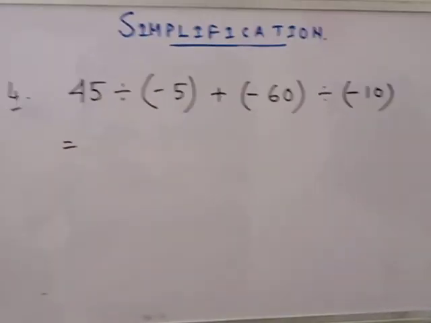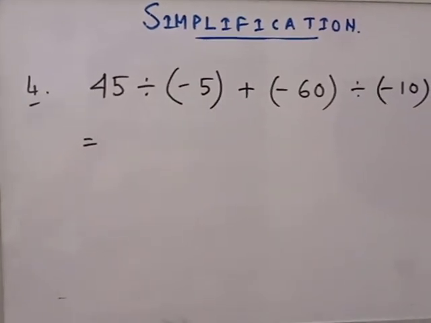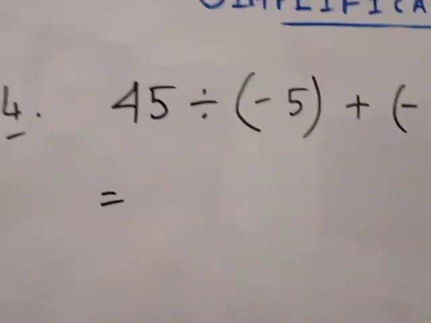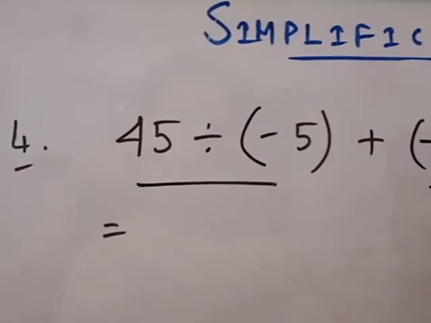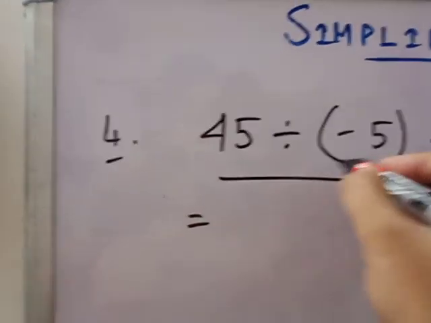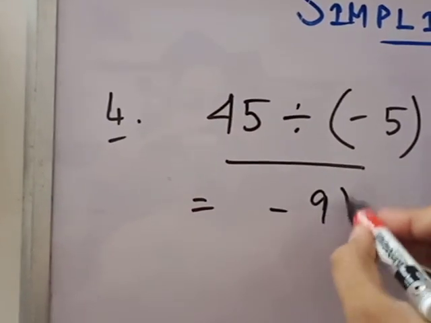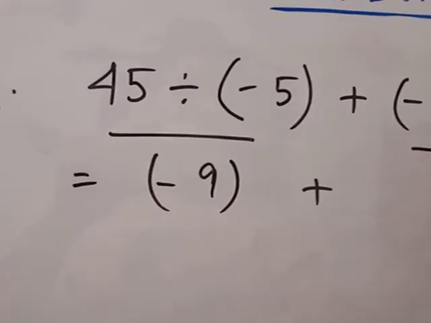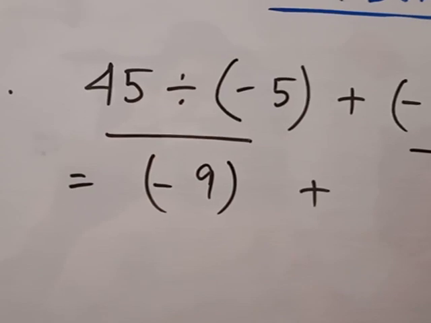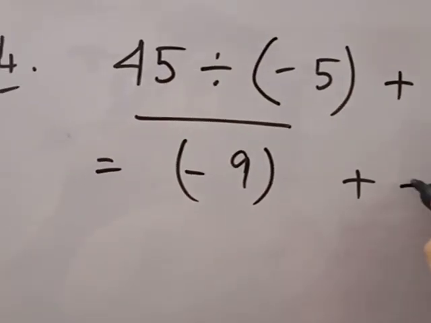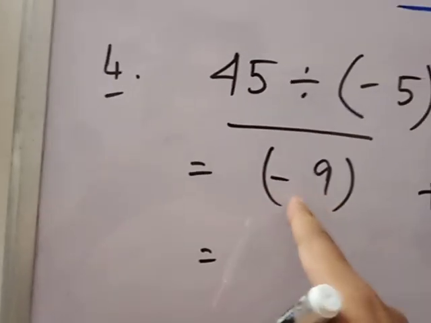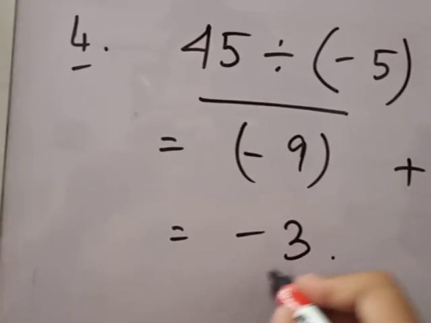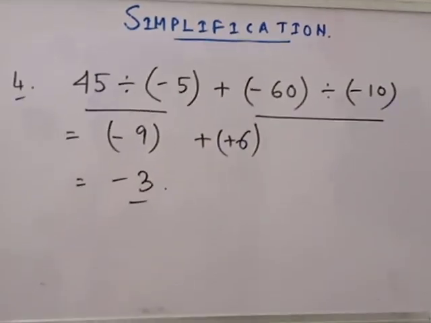Next problem: 45 divided by minus 5 plus minus 60 divided by minus 10. So two divisions are there. 45 divided by minus 5 means minus 9. Plus, minus 60 divided by minus 10 means plus 6. Minus 9 plus 6 means minus 3. So minus 3 is the answer here.